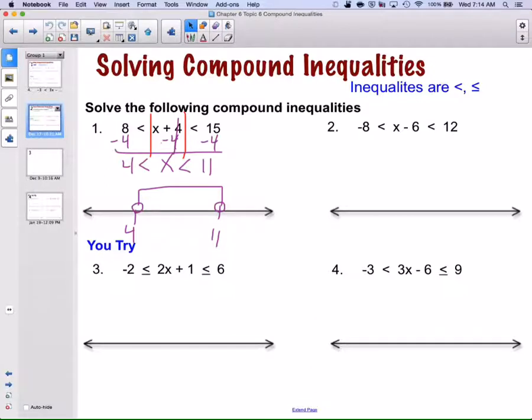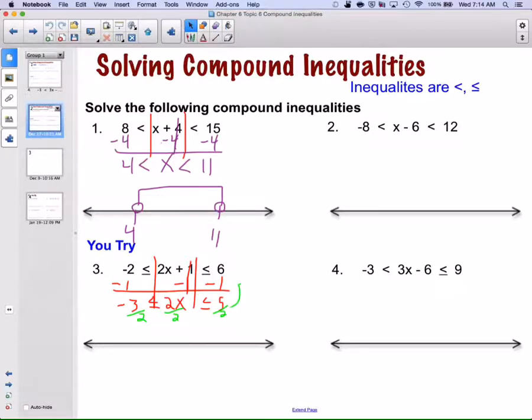Okay, I'm going to try number 3. I'll have you guys try 2 and 4. Same idea here, you just kind of branch yourself off a little bit. In order to solve this one, 2x plus 1, I'm going to need to first subtract 1 from each component. -2 minus 1 is -3. This becomes just 2x. And this becomes 5. Okay, and the last step is we have to divide everything by 2 to get x by itself.